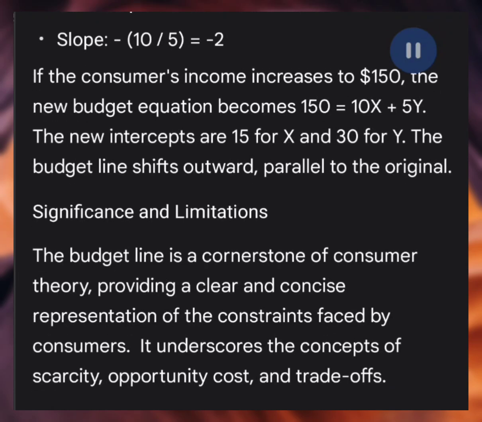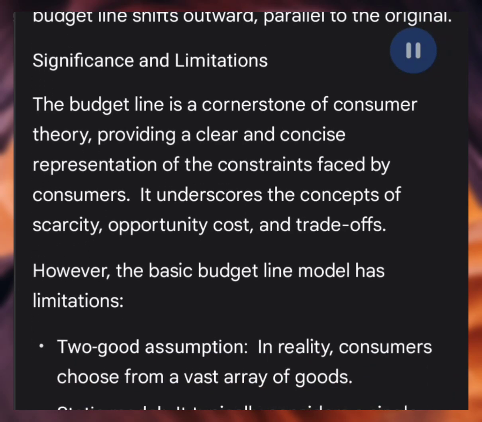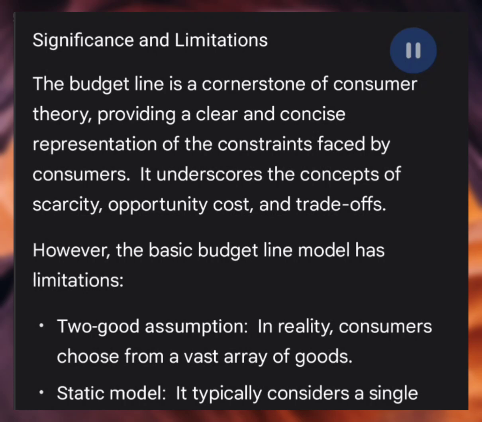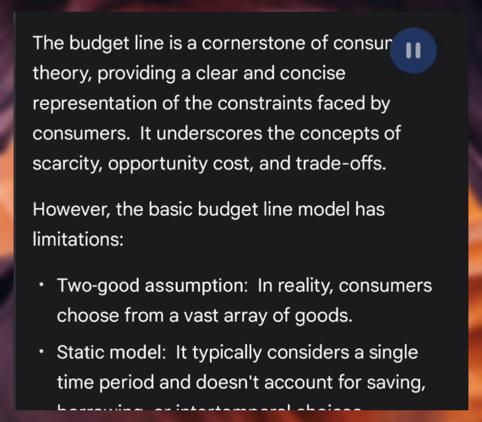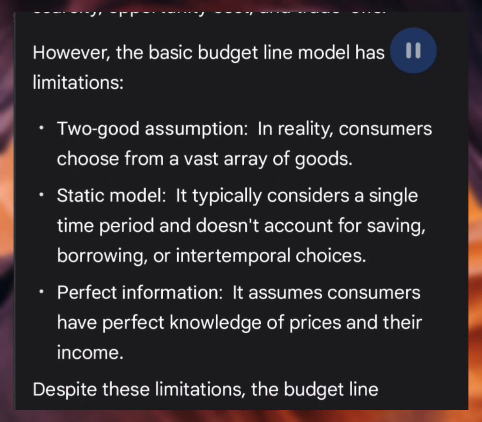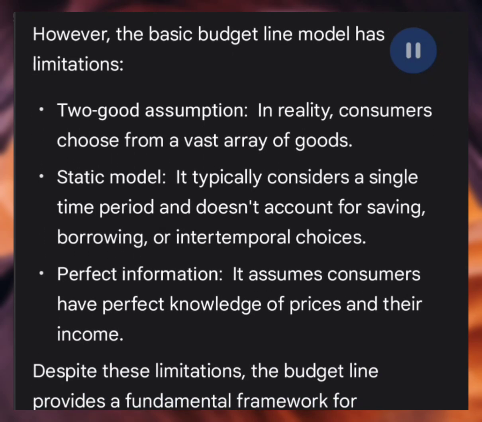Significance and limitations. The budget line is a cornerstone of consumer theory, providing a clear and concise representation of the constraints faced by consumers. It underscores the concepts of scarcity, opportunity cost, and trade-offs. However, the basic budget line model has limitations. Two-good assumption. In reality, consumers choose from a vast array of goods. Static model. It typically considers a single time period and doesn't account for saving, borrowing, or intertemporal choices. Perfect information. It assumes consumers have perfect knowledge of prices and their income.